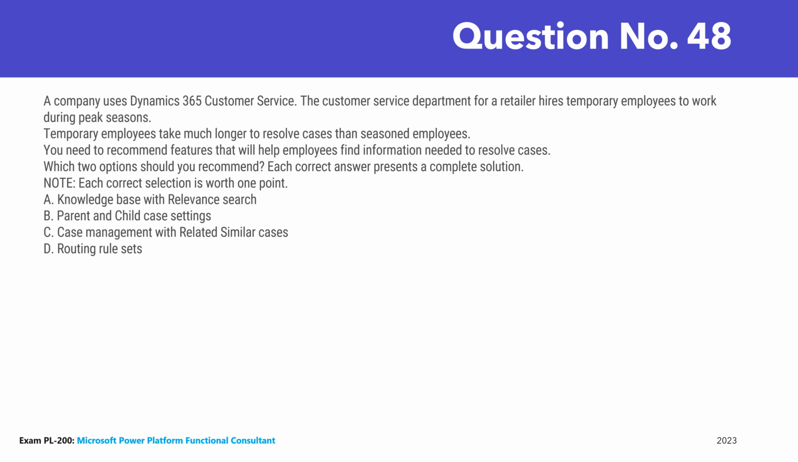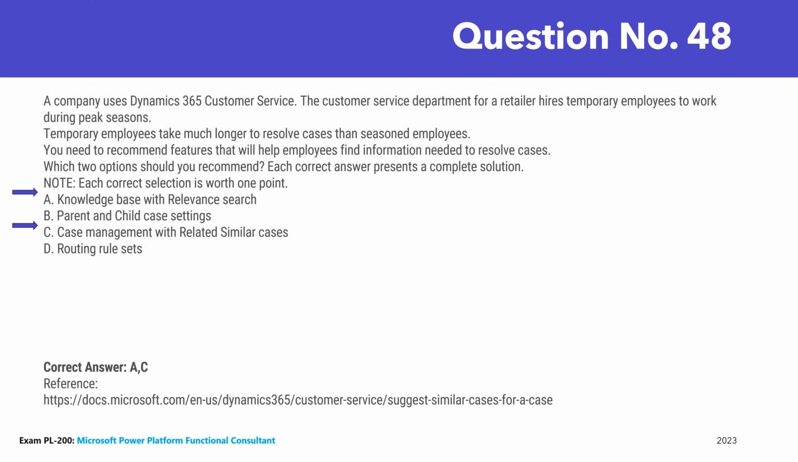A. Knowledge base with relevance search. B. Parent and child case settings. C. Case management with related similar cases. D. Routing rule sets. Correct answer, A, C.